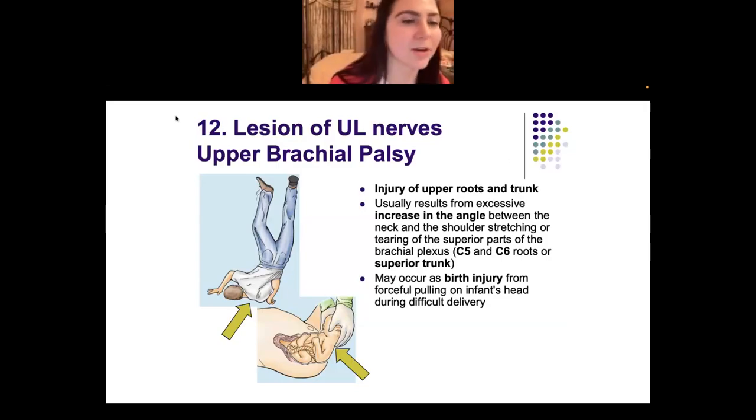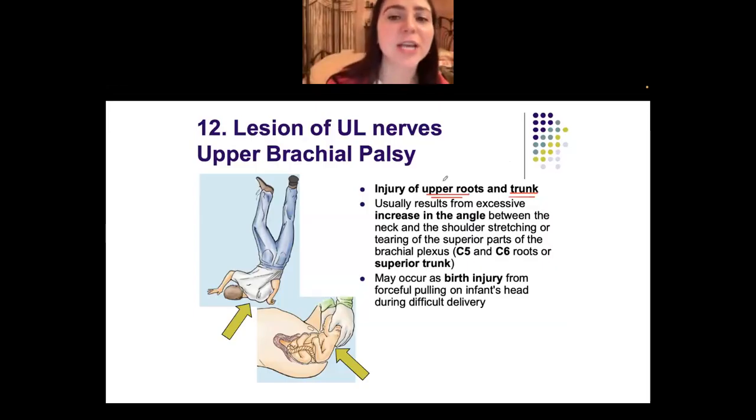This will come up on your exam for sure. This is different types of lesions of the upper limb nerves, and this is upper brachial palsy. I know I said we weren't really going to go into roots and trunks, and I'm not really going into it, but this does come up. I feel like this did come up on the exam, so I did want to talk about it. I knew that there was a slide on the 100 concepts.